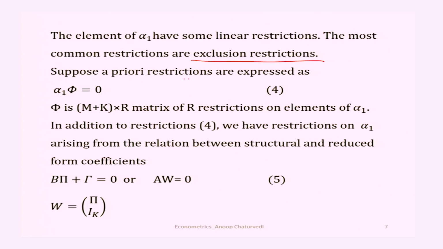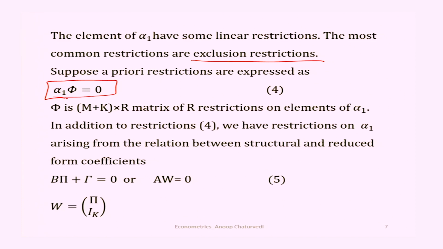Now, suppose a priori restrictions are expressed as alpha_1 phi equal to 0. So, you have R restrictions, or say R elements of alpha_1 are 0, or you may have some other kinds of restrictions on the elements of alpha_1. And phi is of order m plus k cross R. So, you have restrictions of this form alpha_1 phi equal to 0.